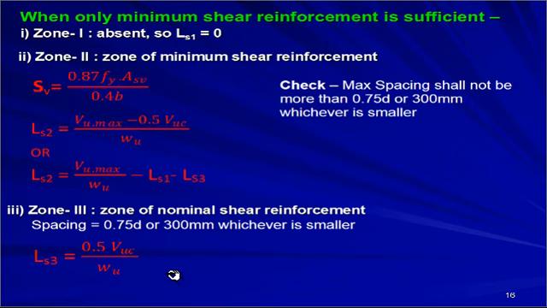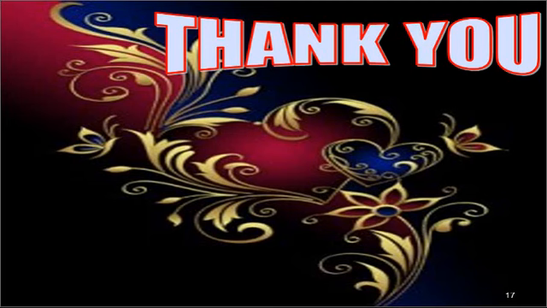Zone 3 is same as that of the previous case, it is the zone of nominal shear reinforcement. Accordingly we can provide all the 3 zones from the left side, similarly 3 zones for the right side, and this completes the design of shear reinforcement.